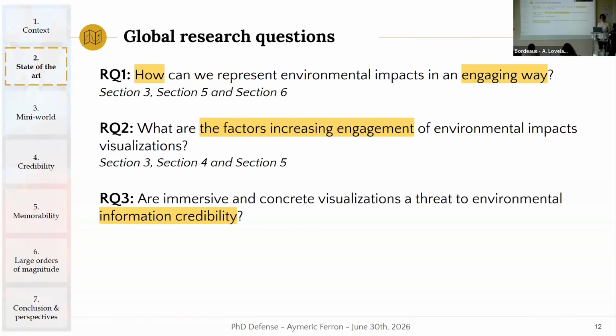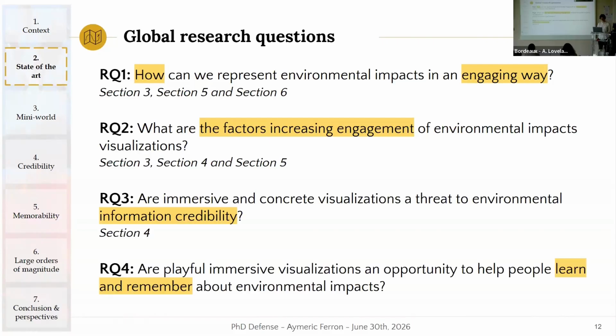Then, are immersive and concrete visualizations a threat to environmental information credibility? A question we addressed in section 4. And finally, are playful immersive visualizations an opportunity to help people learn and remember about environmental impacts? A question we address in section 5.